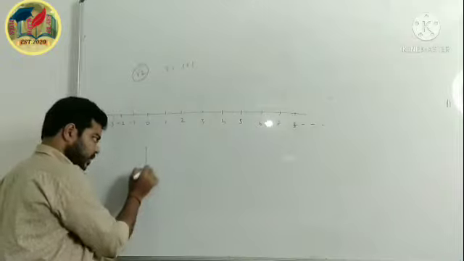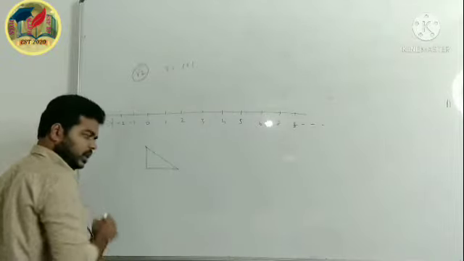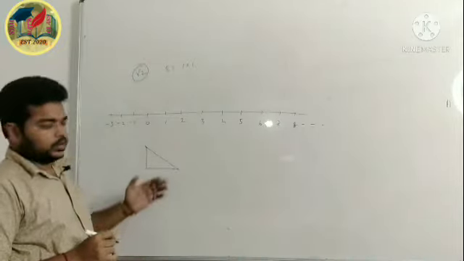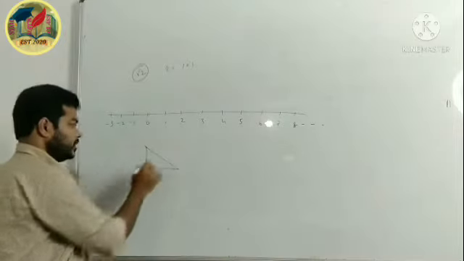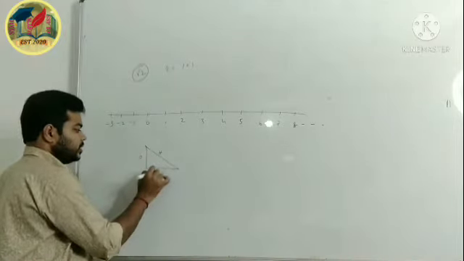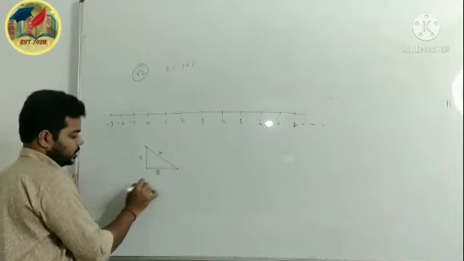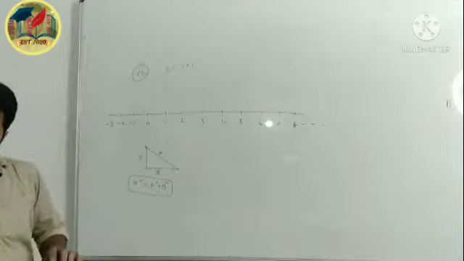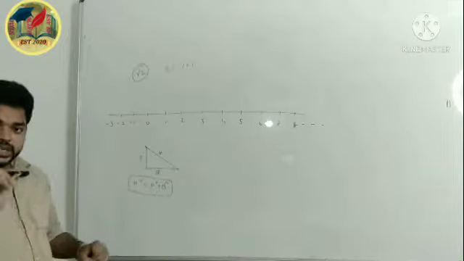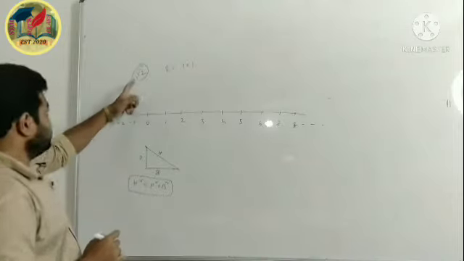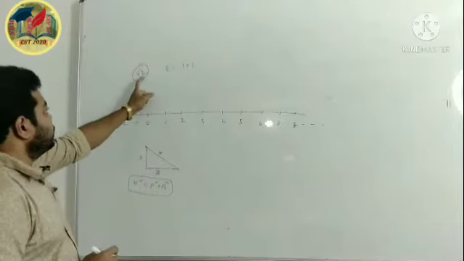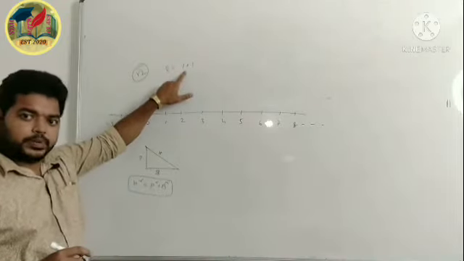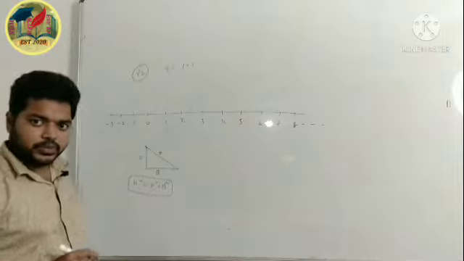In a right angle triangle there is a theorem, the relation between hypotenuse, perpendicular and base: hypotenuse square equals perpendicular square plus base square. This is the Pythagoras theorem. Clear? We apply this theorem only on a right angle triangle. Now root 2 can be expressed as the sum of two numbers, 1 and 1. One is a perfect square number and the second one is also a perfect square number.